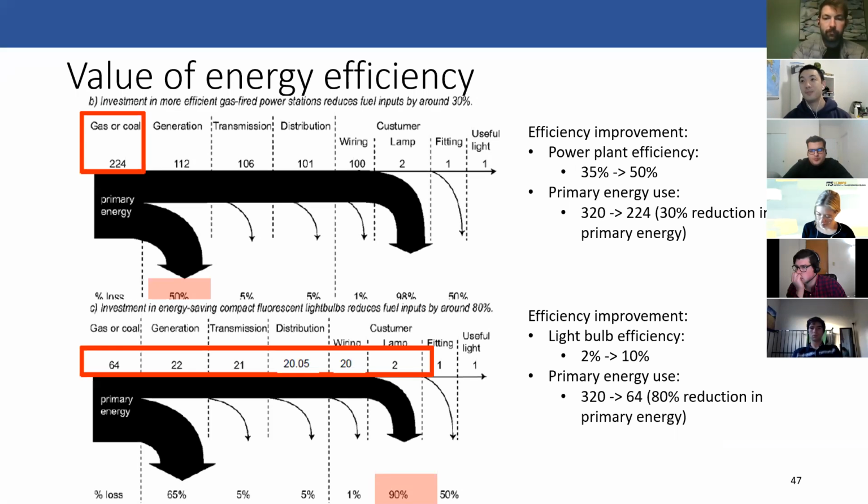Like I was saying before, this type of improvement, because it affects everything upstream of it, efficiency improvements closer to your service, useful, or final energy stages are always going to be, pound for pound, a lot more effective in reducing your ultimate energy use. And that's because of the way the pathway efficiency works.